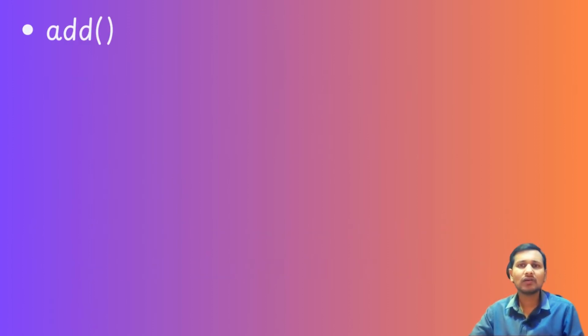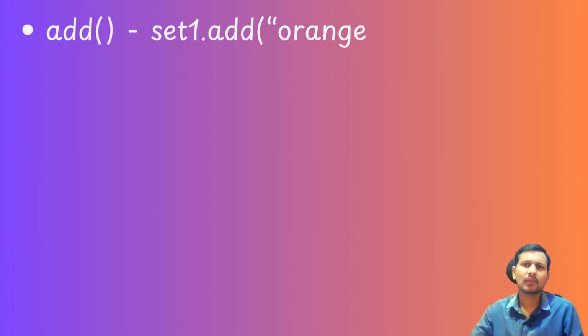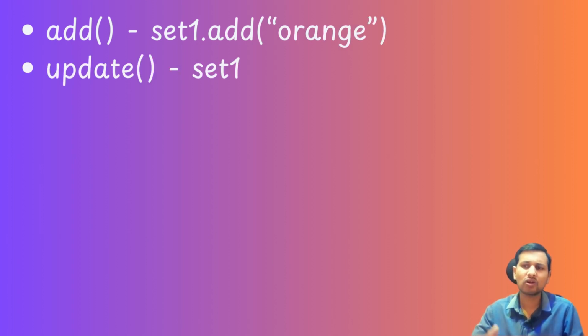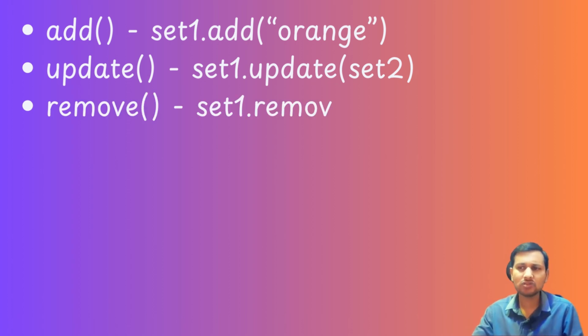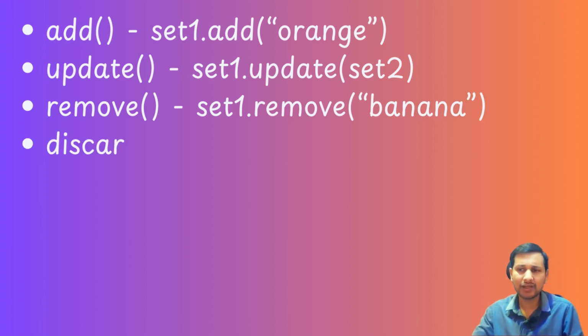Yeah, let's talk about the inbuilt methods which we can use in set. We can use the add method, set one dot add orange, which is used for adding new items. We can use update, I mean, we can add two sets using update.